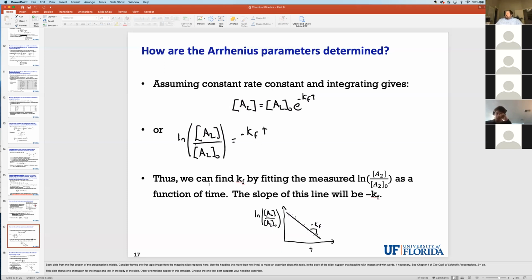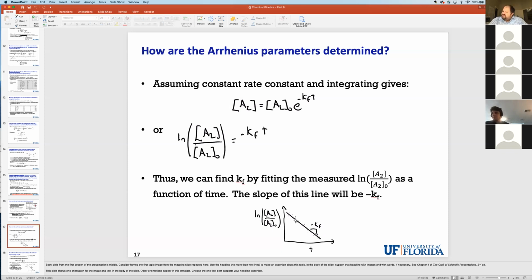Okay, so this is basically saying if you have a chemical reaction like this, the way that you would find Kf is by fitting data of A2 over A2 naught as a function of time. And then the slope of that line would be minus Kf.